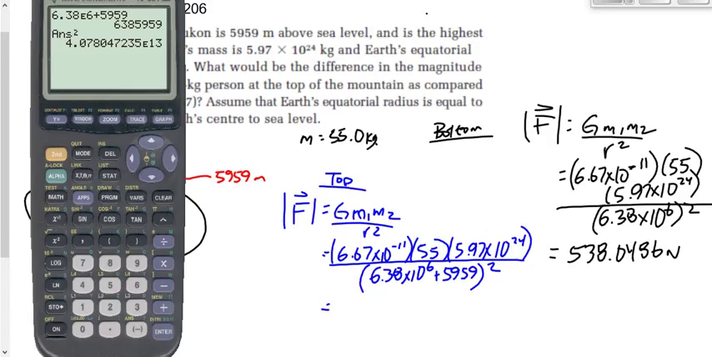Now let's get the number on the top. 6.67 times 10 to the negative 11 times 55 times 5.97 times 10 to the 24. Divide it by that number we just got for the denominator, 4.07 times 10 to the 13. Gives me 537.0449.